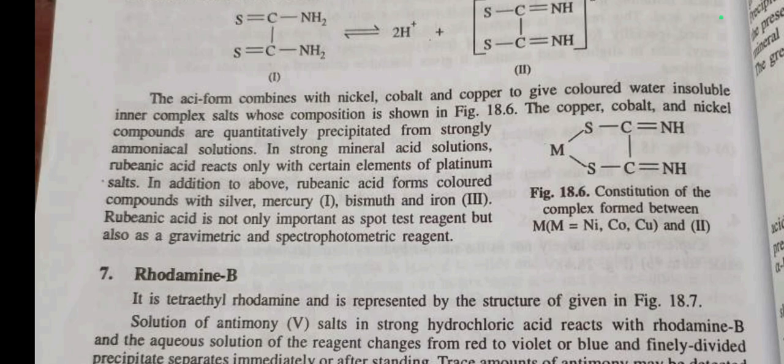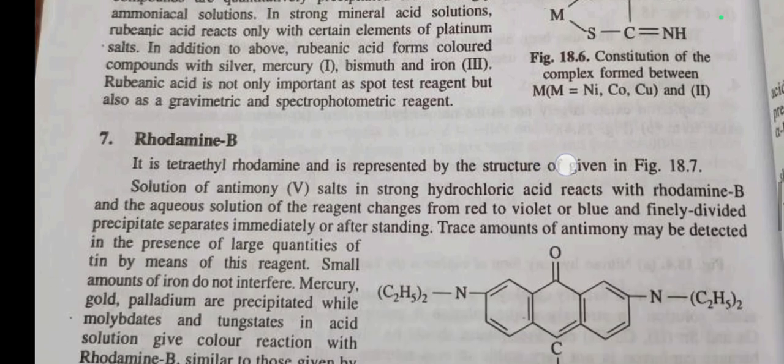In strong mineral acid solutions, rubeanic acid reacts only with certain elements of platinum salts. In addition to above, rubeanic acid forms colored compounds with silver, mercury, bismuth and iron. Rubeanic acid is not only important as spot test reagent but also as a gravimetric and spectrometric reagent.